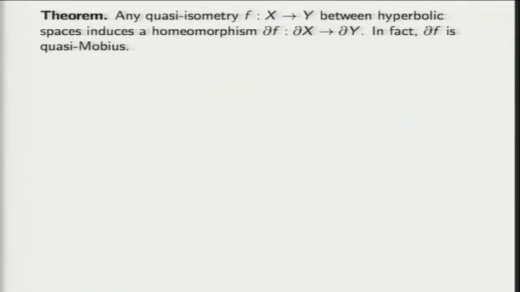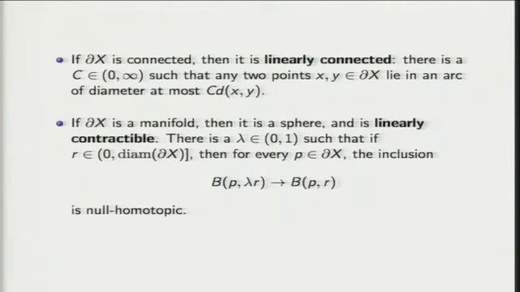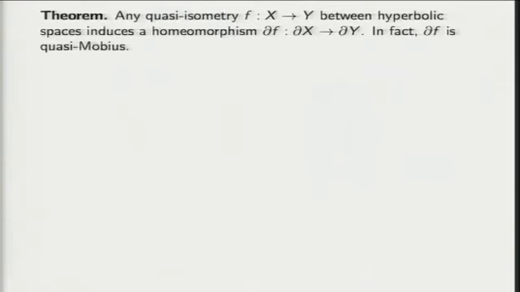Okay, so now there was this other feature which showed up in the proof of Mostow rigidity, where you have a quasi-isometry, and this extends to the boundary, right? If you have a quasi-isometry of hyperbolic space, you get an induced homeomorphism of the sphere at infinity. Okay, so in the hyperbolic case, this generalizes as follows: if you have a quasi-isometry between two hyperbolic spaces, then there's an induced homeomorphism between the boundaries. And in fact, this is what's called Quasimobius.